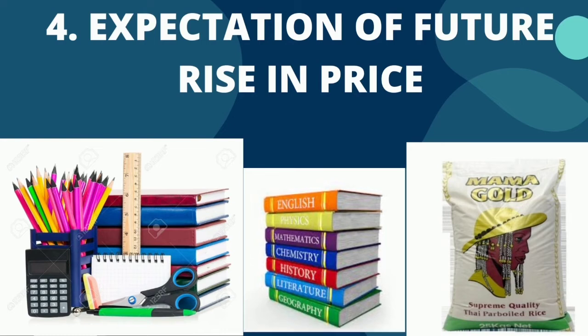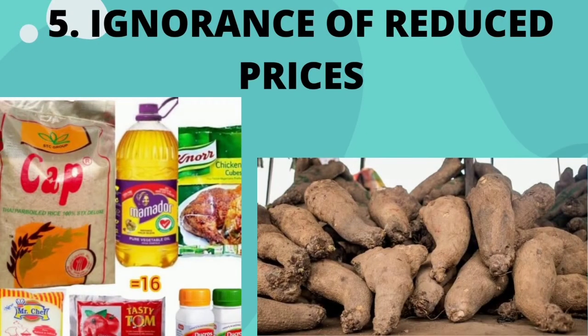4. Expectation of future rise in price. People tend to demand more of a commodity at high price if they expect that the price of such commodity will rise more in future. This is a very common thing at the beginning of months like December and April due to Christmas and Easter seasons. Also, the months of September or the week of resumption of schools witness increasing prices of textbooks. Parents buy textbooks in large quantity.